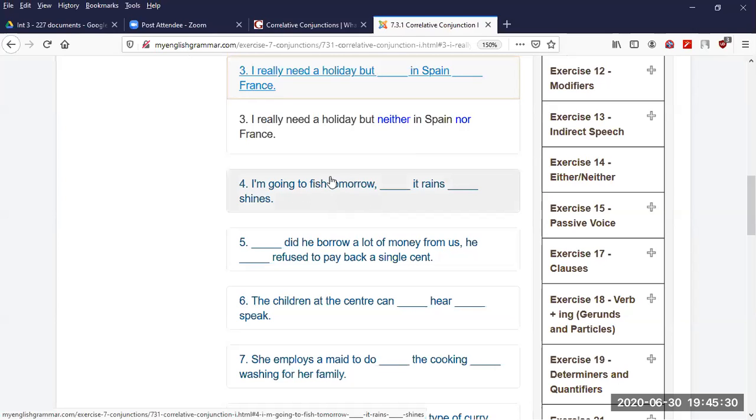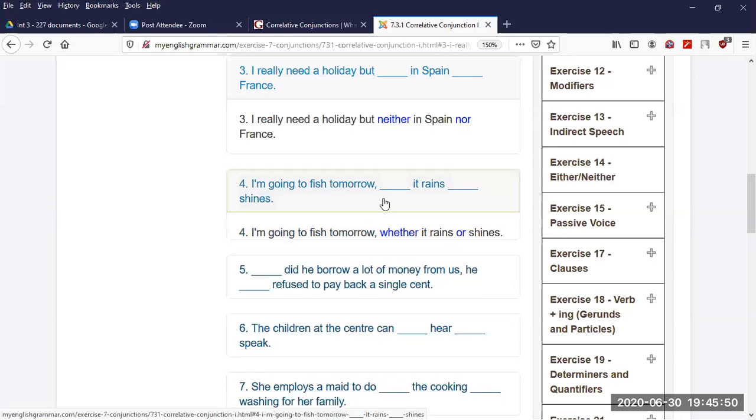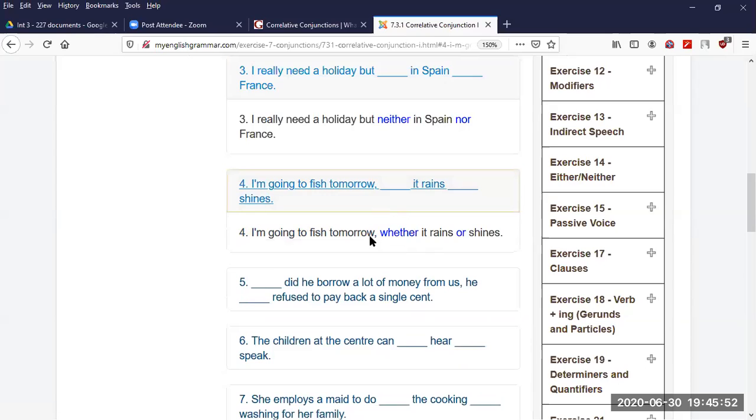This one, I'm going to fish tomorrow, rain or shine. This is a phrase, rain or shine. It means if the weather is bad or if the weather is good. Then this one is going to be whether, whether it rains or shines. So here it means it doesn't matter. It doesn't matter if the weather is bad or good. But don't worry, because that's not in the unit.